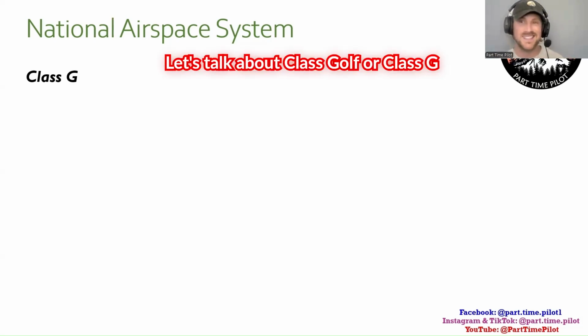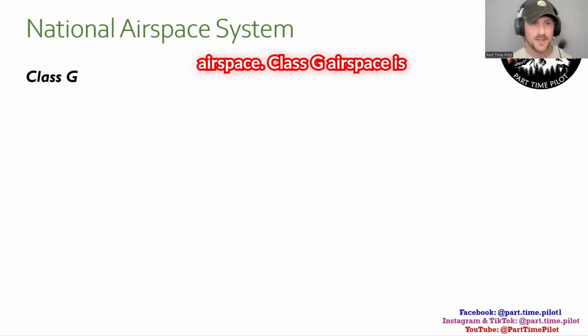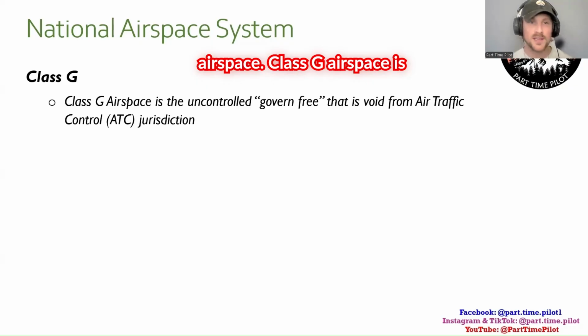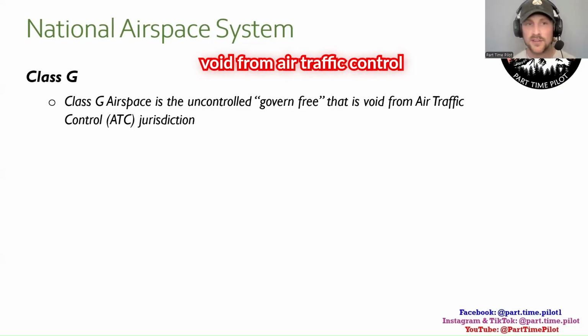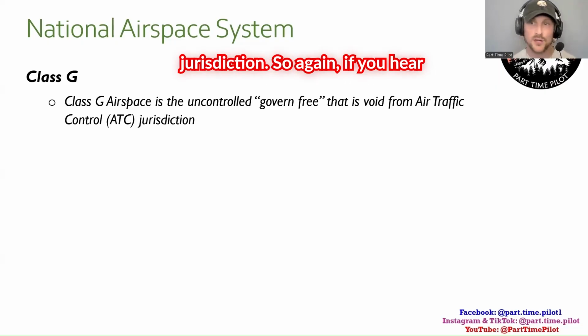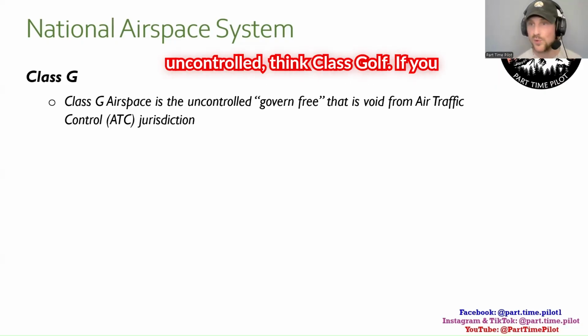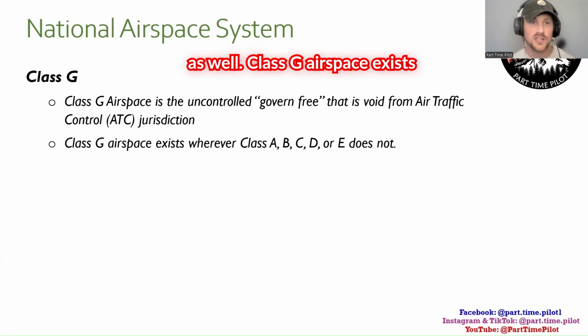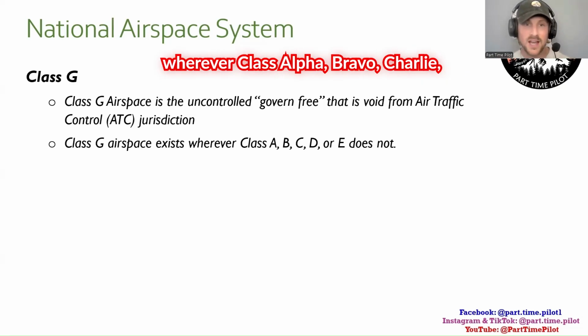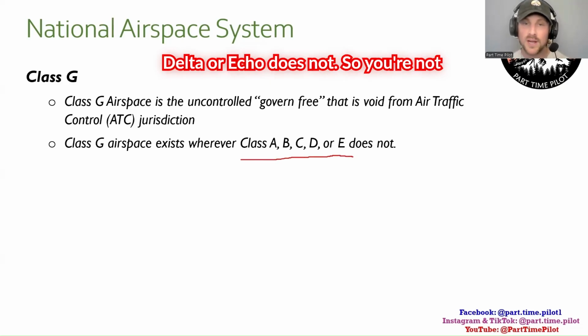Let's talk about Class Golf, or Class G airspace. Class G airspace is the uncontrolled airspace that is void of air traffic control jurisdiction. So again, if you hear uncontrolled, think Class Golf. If you read that on an FAA written exam, think that as well. Class G airspace exists wherever Class Alpha, Bravo, Charlie, Delta, or Echo does not.